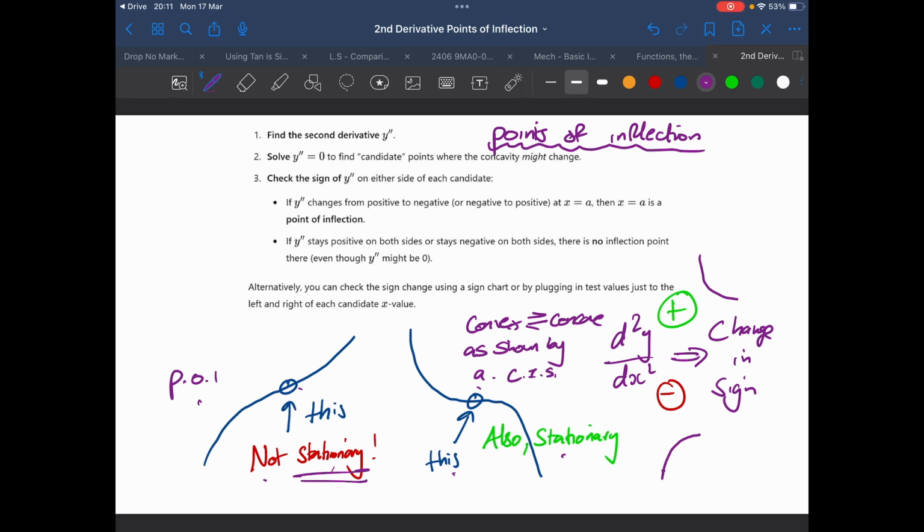So let me show you. We're going to, first of all, find when it's equal to 0, if we don't already have information. But this is just so that we can inspect either side. It's not going to be enough on its own. If we have a change from positive to negative, or the other way around, okay, we'll have our point of inflection. If it stays positive or negative on both sides, there is no inflection point.